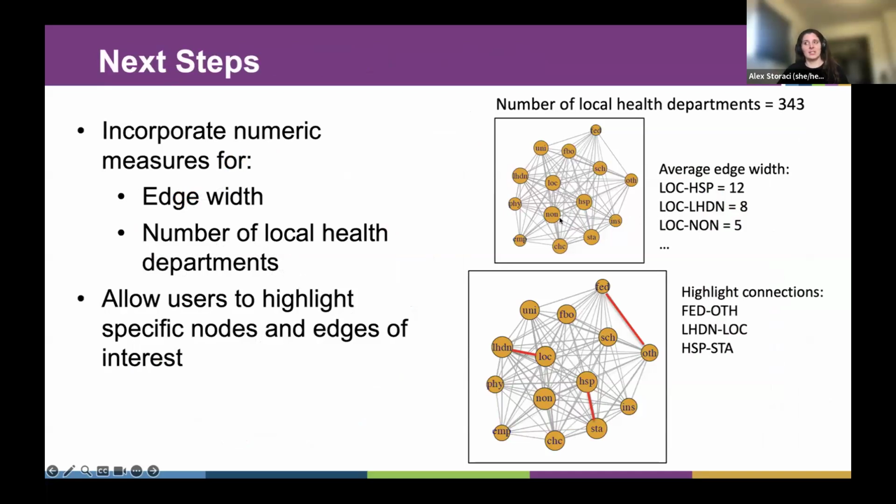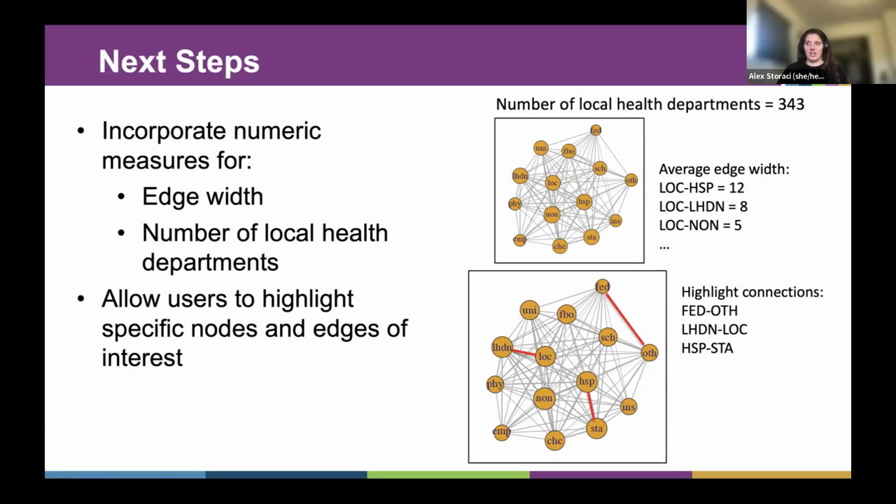local health departments. So as I mentioned at the beginning, I'm basically taking a weighted average of all of the local health departments that are selected for a specific criteria on the left-hand side, but it would be nice to see, oh, you selected rural health departments from 2018, that includes 300 health departments.